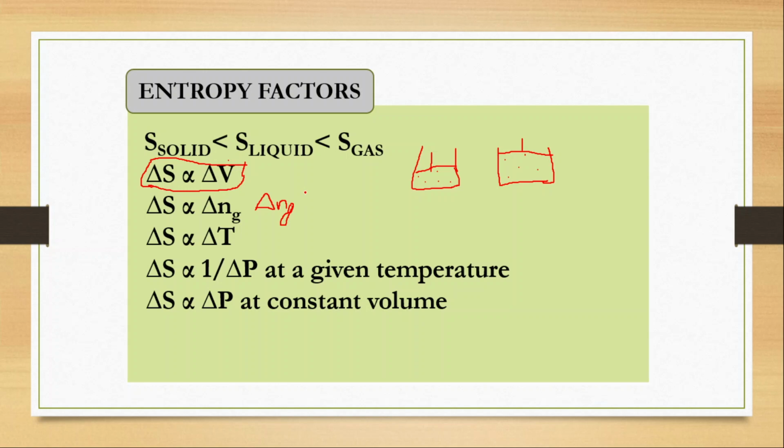So that indicates that delta Ng greater than 0 indicates that the particles are more. Let us think: in one system we have only 5 particles, and in another system we have 10 molecules. So the 5 will show less randomness when compared to 10.